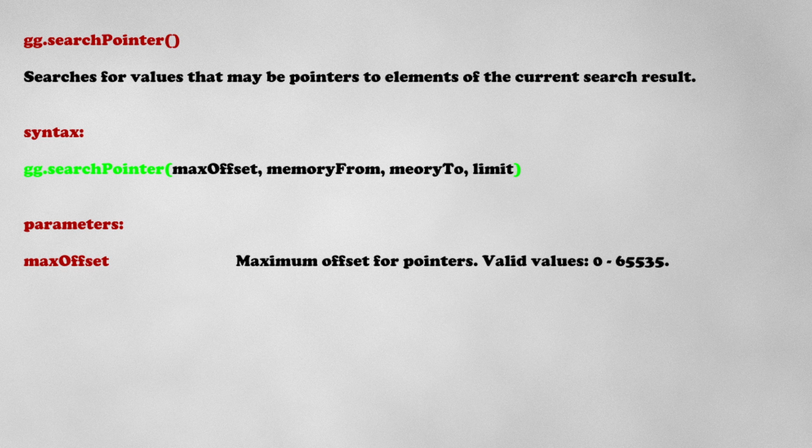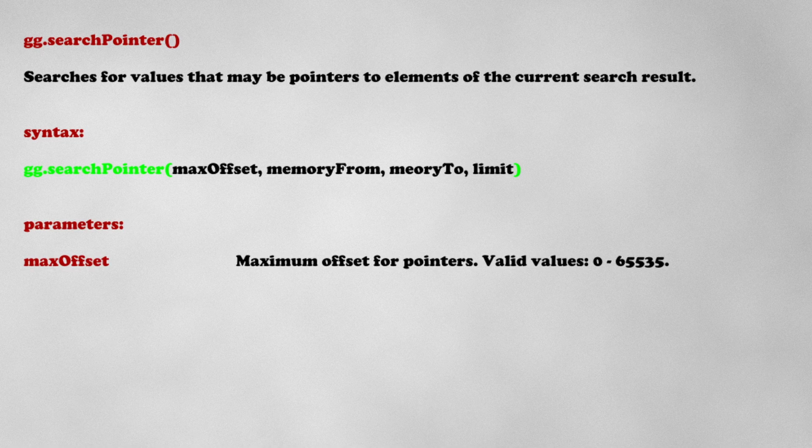Let's learn about pointer search. gg.searchPointer searches for values that may be pointers to elements of the current search result. Syntax: gg.searchPointer, max offset, memory from, memory to, limit. Parameters: max offset, the maximum offset for pointers. Valid values are 0 to 65,535. I am not going to explain the remaining parameters. You already know about those.